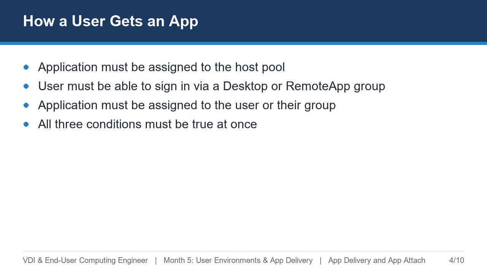Three conditions all have to be true for a user to get an App Attach application. The app has to be assigned to the host pool. The user has to be able to sign in through a desktop or remote app application group, and for remote app specifically, the app needs to be added to that group too. And the app has to be assigned to the user, directly or through a group membership.